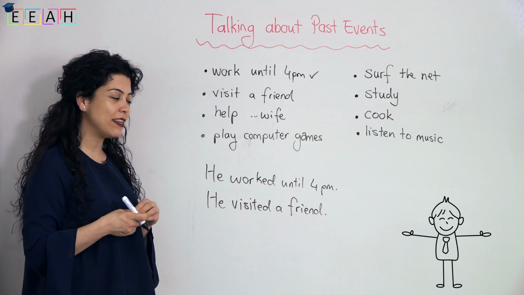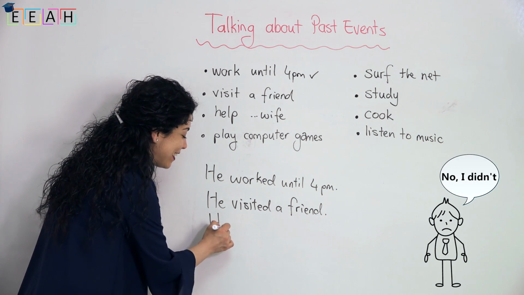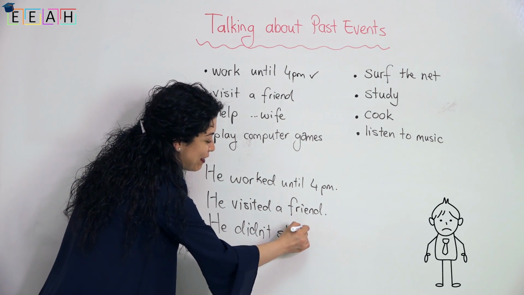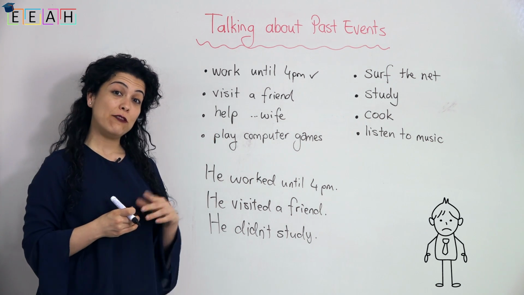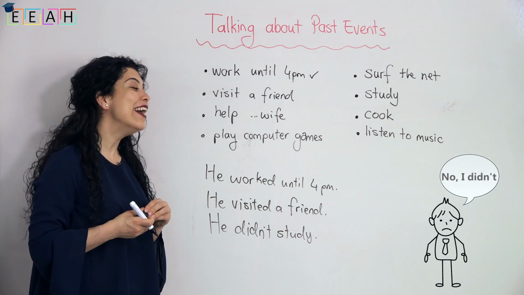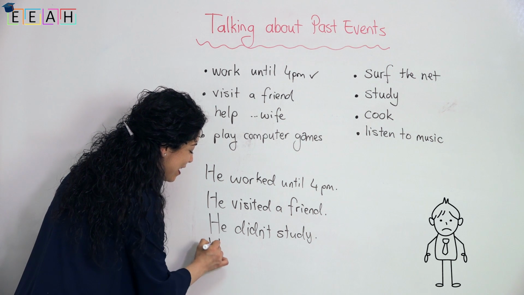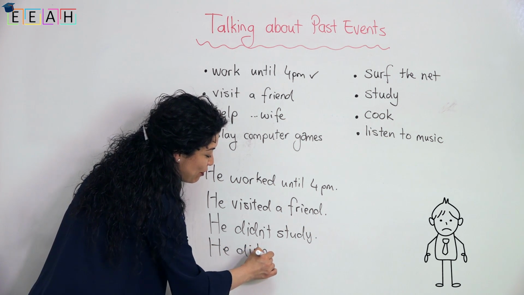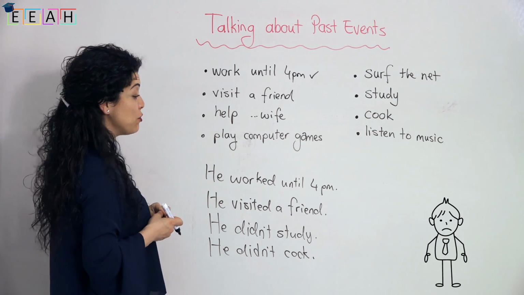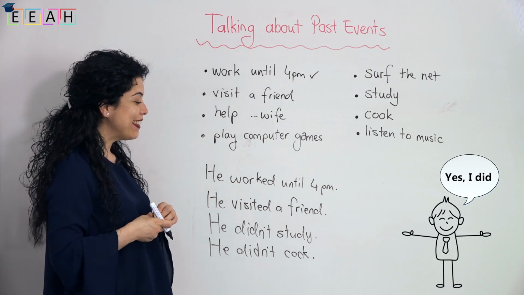Okay, did you study, Alex? Tell us. No, he didn't. He didn't study. Okay. Well, one more question. Did you cook, Alex? All right. No, he didn't. His wife cooked. So he didn't cook. All right. Last question, Alex. Did you listen to music? Yes, he listened to music. Thank you.